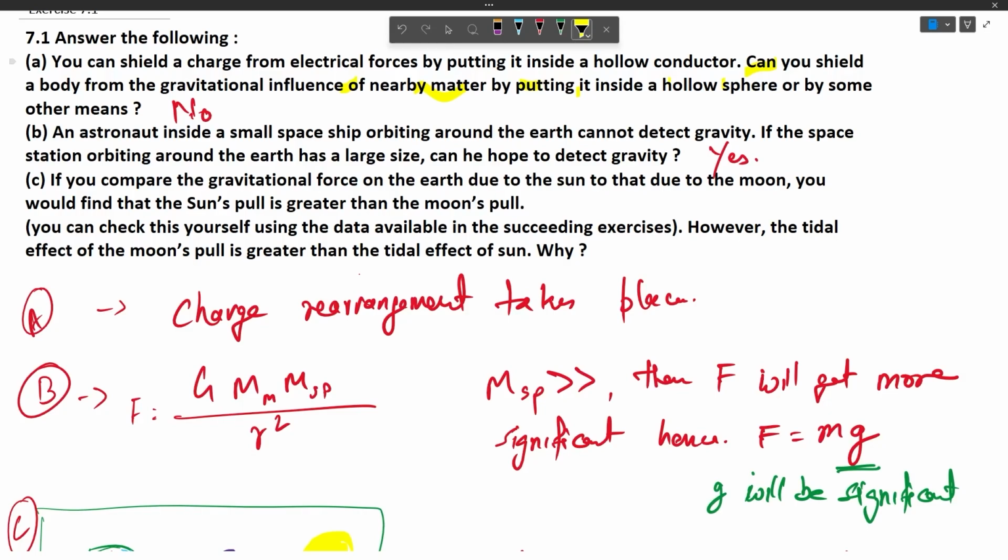charge plays a big role, and when the charged particle is put inside a hollow conductor, then charge rearrangement takes place, which acts as a shield for the charged particle. And this is not the case with the gravitational force, as the body can't be insulated unless we make the gravitational potential zero, that is, put it at infinite distance.